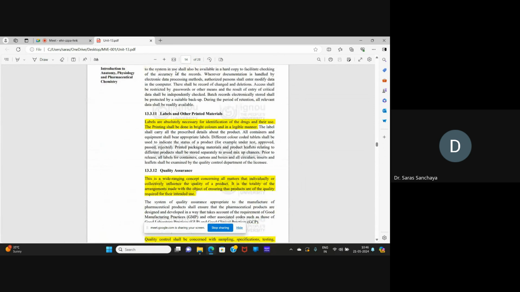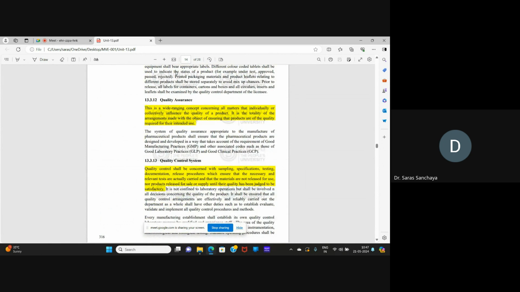Then labels and other printed materials. Labels are absolutely necessary for identification of the drugs and their use. The printing shall be done in bright colors and in a legible manner. The label shall carry all prescribed details about the product. All containers and equipment shall bear appropriate labels. Different color coded labels shall be used to indicate the status of a product, and printed packaging materials and product leaflets relating to different products shall be stored separately to avoid mix up chances.